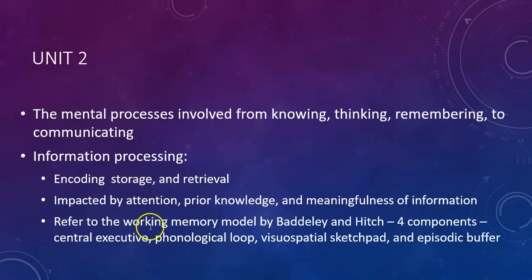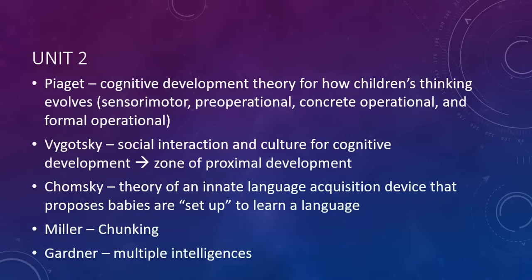So when we refer to the working memory model, keep in mind these four important components: the central executive, in terms of our attention control; the phonological loop, in terms of the verbal information; the visuospatial sketchpad, dealing with visual and spatial information; and the episodic buffer, when it's going to integrate various sources of information into our brain. So there's a lot going on in our brain.